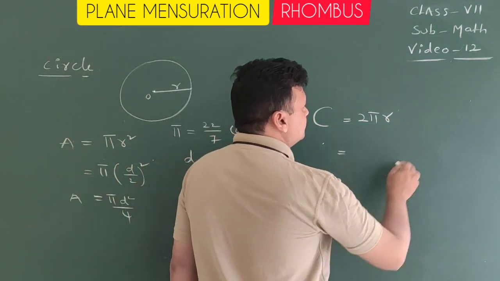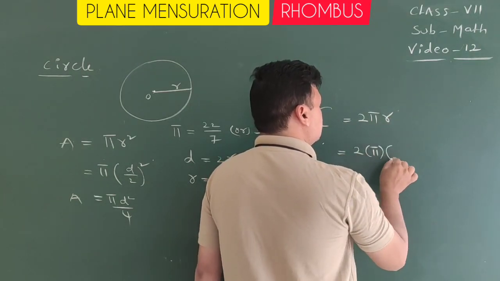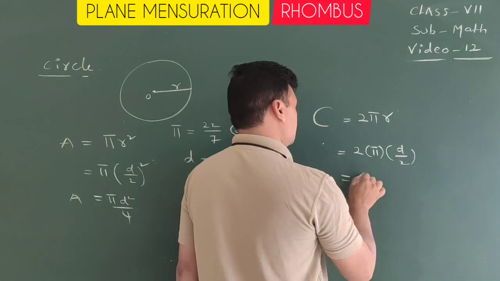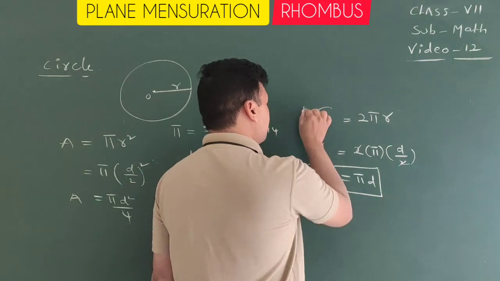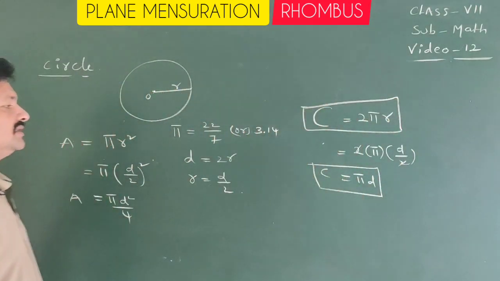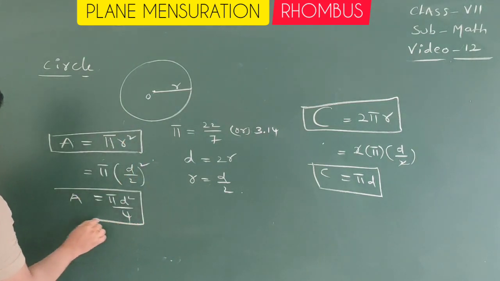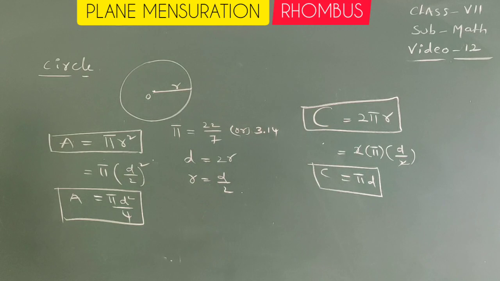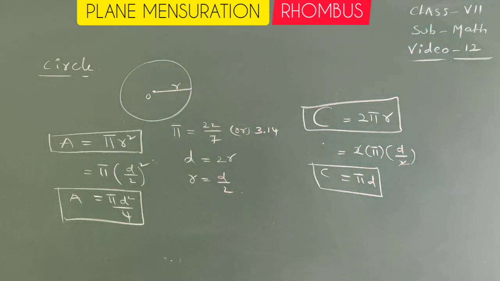Here r is d by 2. So 2 and 2 will cancel, pi d. Here we have two formulas for finding the perimeter of a circle. With the help of r, with the help of d. Without using the relation, we can directly use these formulas for finding area and circumference of a given circle.